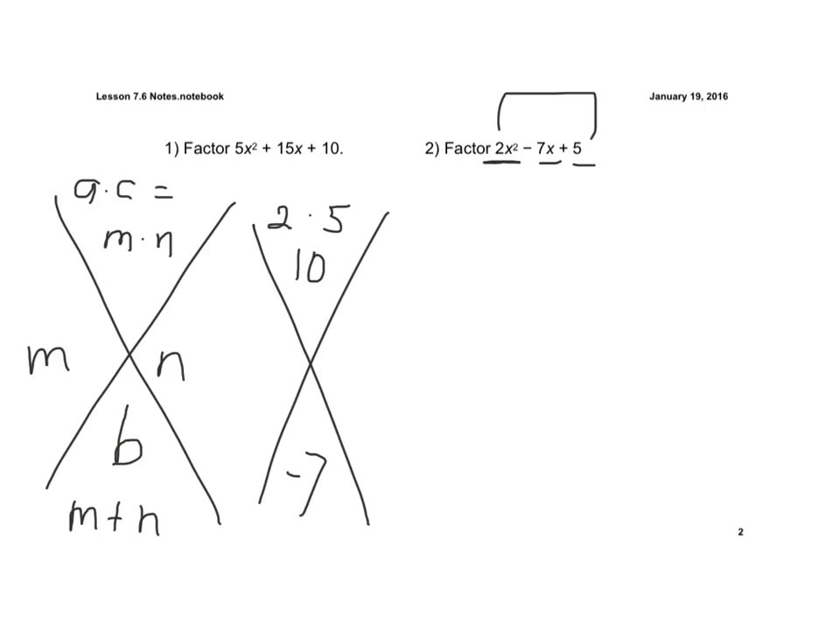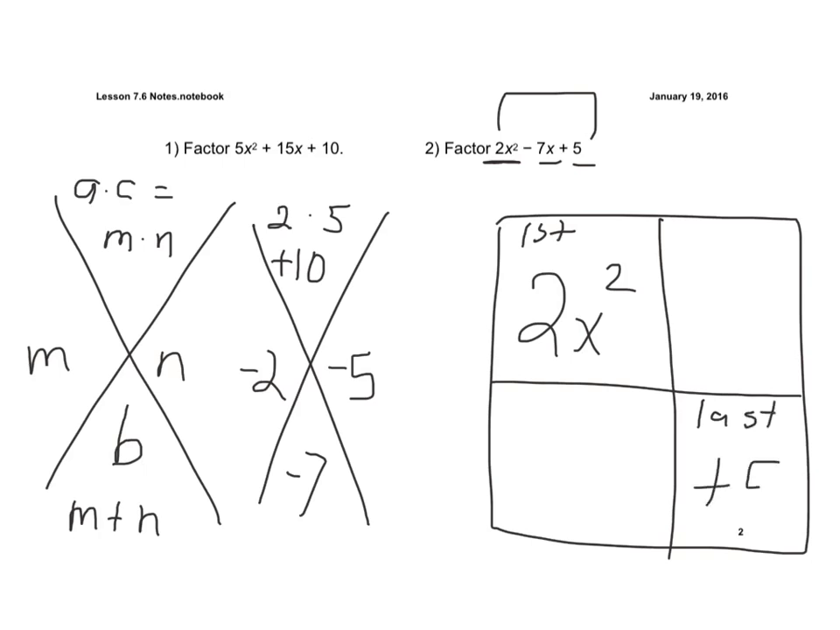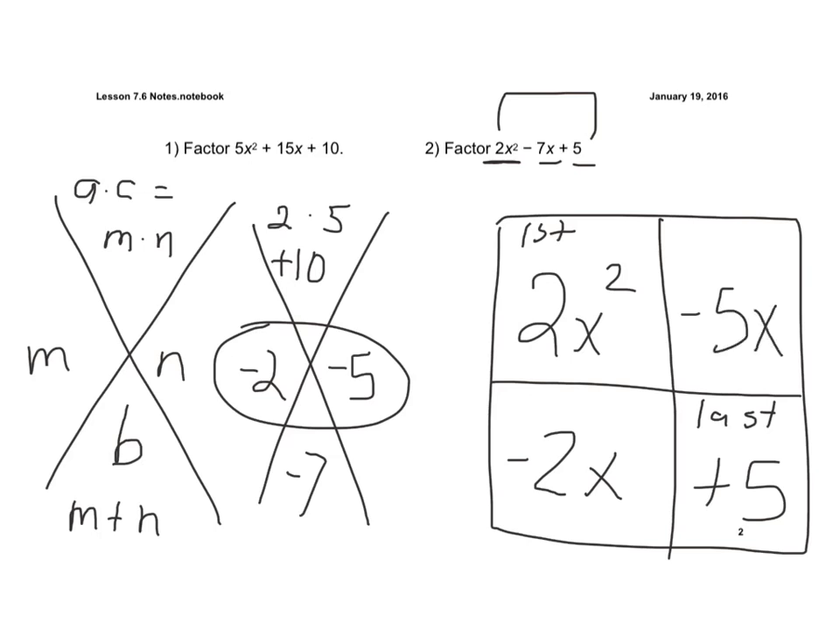Now we ask the question, what factors of 10, of a positive 10, add up to a negative 7? Well, that'd be a negative 2 and a negative 5. And now we use our box. And in our box, just like we've done before, the first term goes here, which is 2x squared. The last term, which is going to go here, is a positive 5. And now these two terms with x's are going to go in these two boxes. So I'm going to put negative 2x here and negative 5x here. And remember, it does not matter which box you put those numbers in.